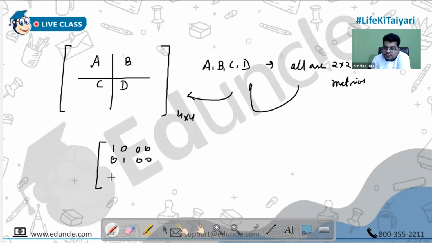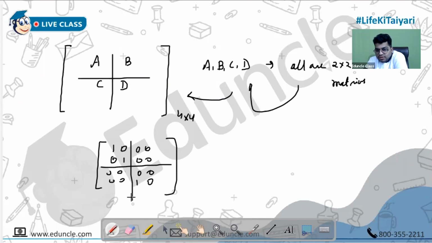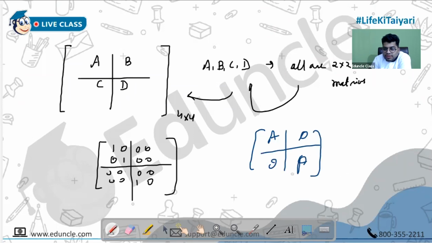0 0 0 0 0, 1 0, this kind of thing. So what is the determinant of this? Mostly, problems like this are given: generally we have the problem of A 0 0 C, or A 0 B C, this kind of thing, or they will give something like this with a zero block. Its determinant will be 0.